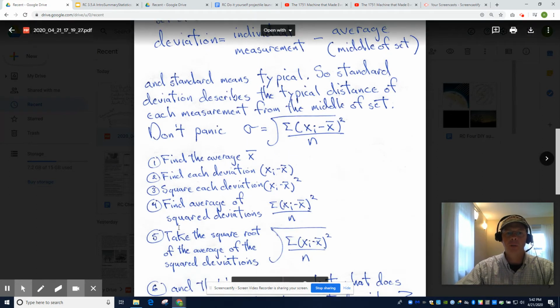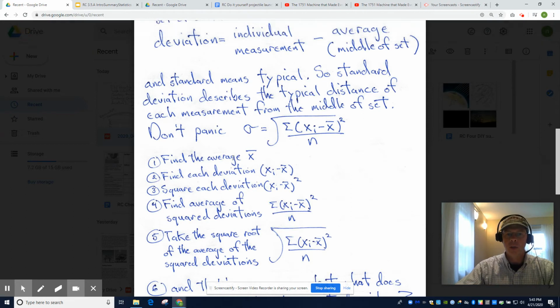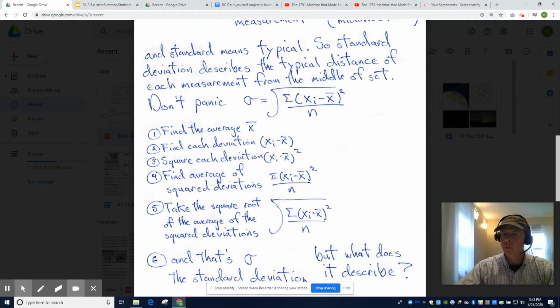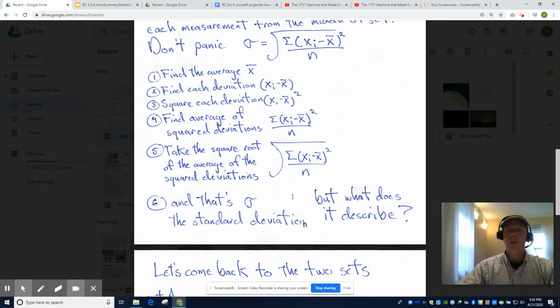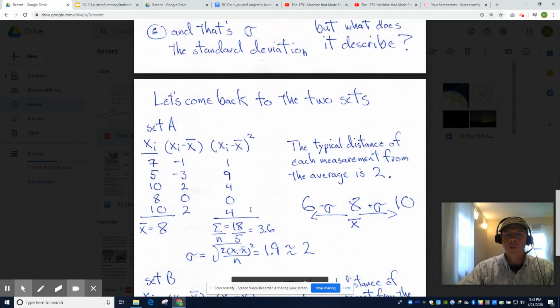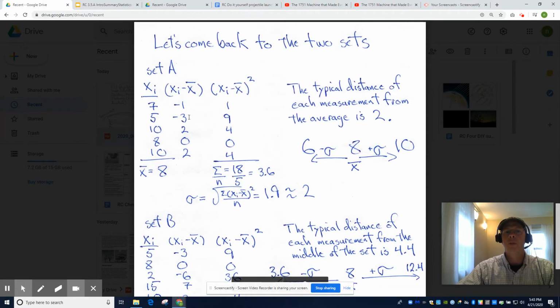All right, so let's take it in 5 steps. We find the middle of the set, the average, then we find the individual deviations, then we square each of the deviations. Sigma just means add everything up, and then n is the number that are in the set. This just means find the average of the square deviations, and finally take the square root, and that's standard deviation. So let's apply this formula to these two sets.